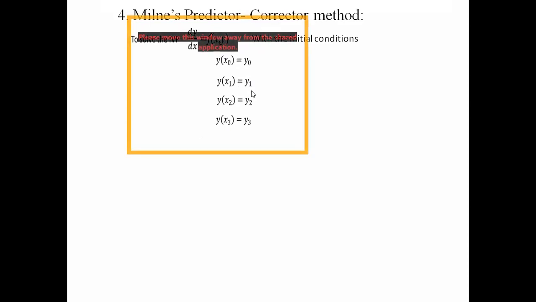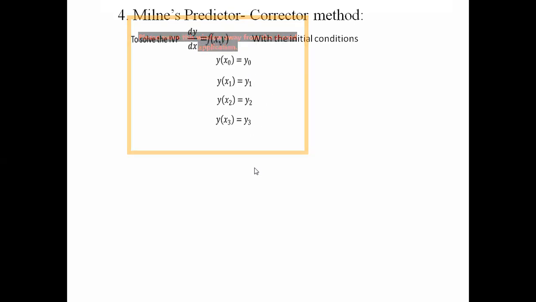Using Euler's method, y1 is given by y naught plus h into f of x naught, y naught, and y2 is y1 plus h into f of x1, y1. Using the same formula, get these values. If they are given, it is okay. If they are not given, you can find them using the Euler formula.